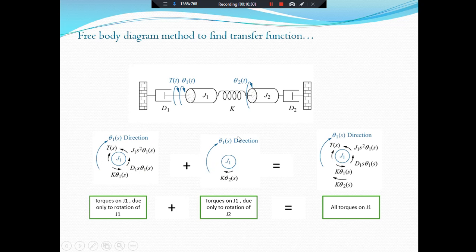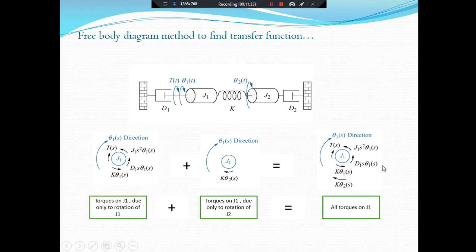Actually, here we are considering that J1 is moving and J2 is still. Plus we will consider the effect on J1 when J2 is moving and J1 is still. Here is the torque on J1 due only to the rotation of J2. It means that J1 is not moving. Then theta 1 is again in the clockwise direction, and the force between J1 and J2 is only this K, and it will be acting in the anti-clockwise direction. Sorry, it will be acting in the clockwise direction. Actually, when J2 is moving and J1 is still, the force will be in the clockwise direction.